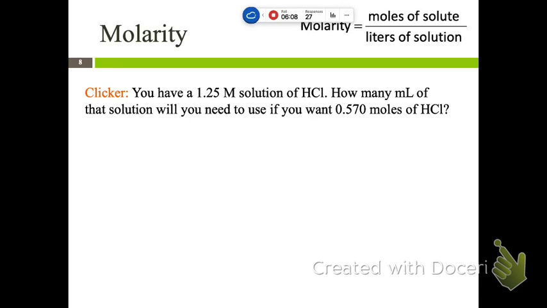Okay. How do we set this up? What is the first step that I've been trying to convince you all to do? Convert. Dustin? What was the question again? What's the first step? The first step that I did is I wrote what we know we're going to need to get to. So I wrote 0.570 moles of HCl over 1.